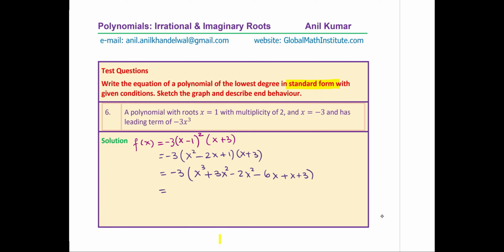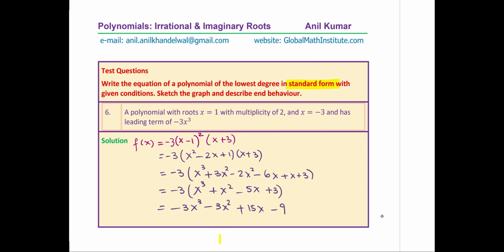You can combine the like terms and then later we'll multiply by minus 3. So we have x cubed plus x squared minus 5x plus 3, right? Now you can multiply with minus 3. So you get minus 3x cubed minus 3x squared plus 15x minus 9. So that becomes the standard form of this particular equation as required, correct? So that is how you could do it.